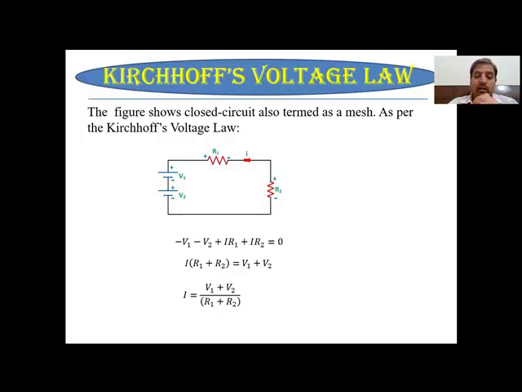So whenever current is flowing through the battery, there is a fall in potential. After some time, voltage across the battery will be reduced. So there is a fall in potential across the batteries. That's why these voltages are taken as negative.